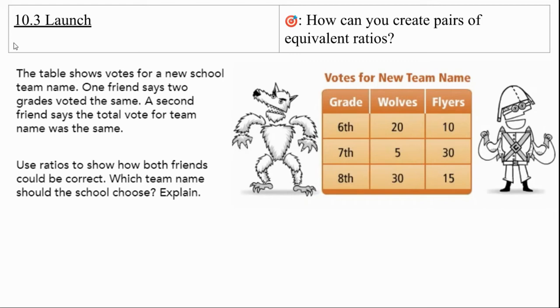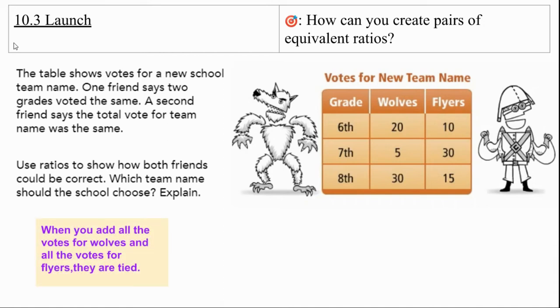Explain. Well, when we add up the number of votes in 6th, 7th, and 8th grade for wolves, and we add up the number of votes in 6th, 7th, and 8th grade for flyers, we actually do end up with them being the same. They're tied, which means there's a ratio of 1 to 1. That doesn't help us figure out which team name we should choose.